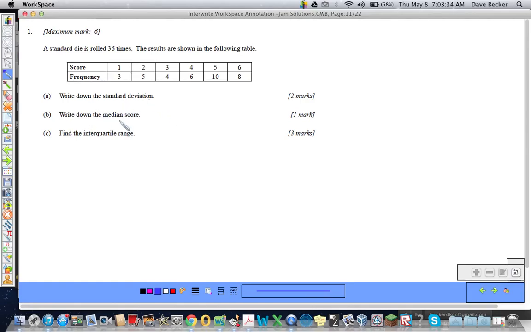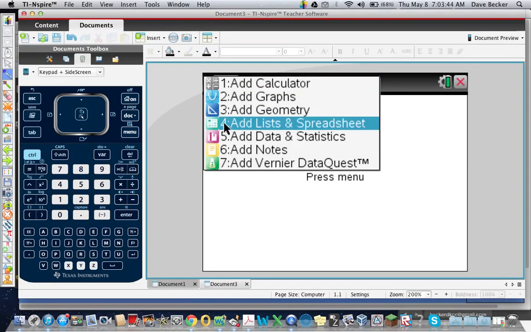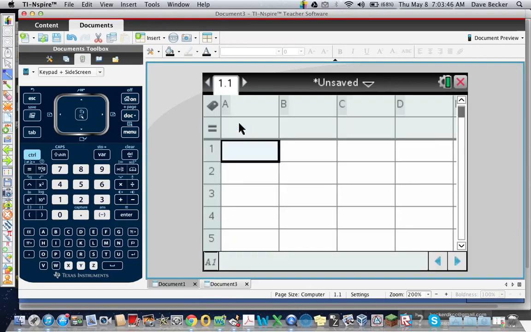Calculator. Write down the median. Calculator. Find the interquartile range. Calculator. This is an easy problem. I'm going to go, I need a spreadsheet. Okay. And so my categories were score and frequency.